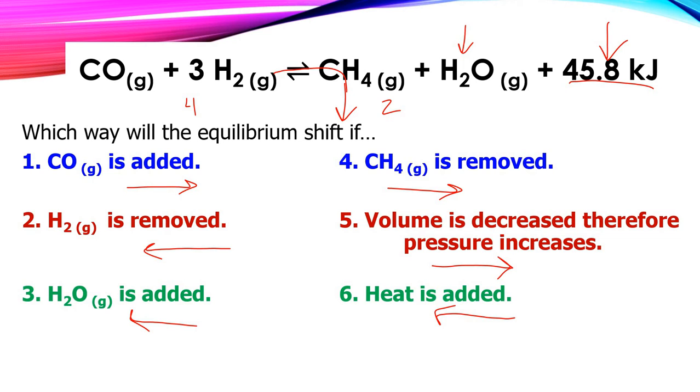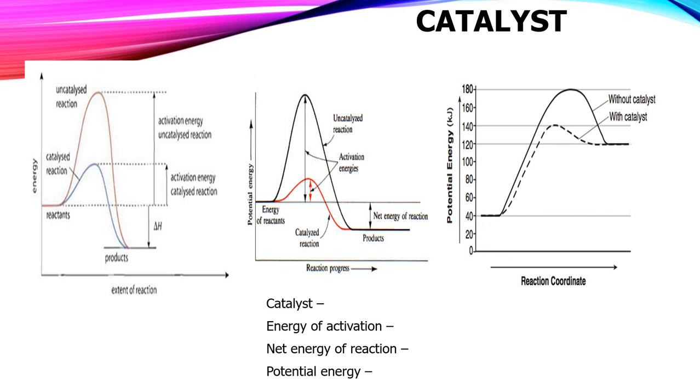That's where the heat is. So where you see kilojoules, or where you say heat, or where it has a negative delta H, that would be on the product side. If it had a positive delta H, or kilojoules on the reactant side, that's endothermic, adding heat to make it work. Okay, we've got just a couple other things to go over.